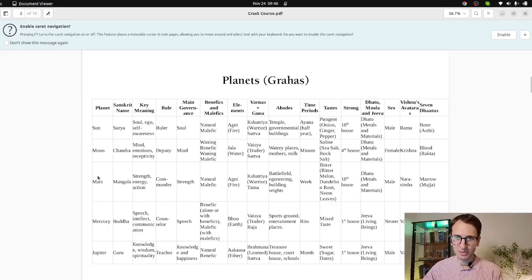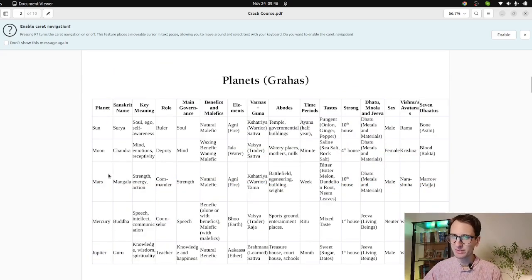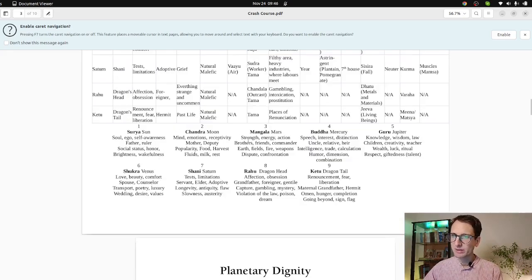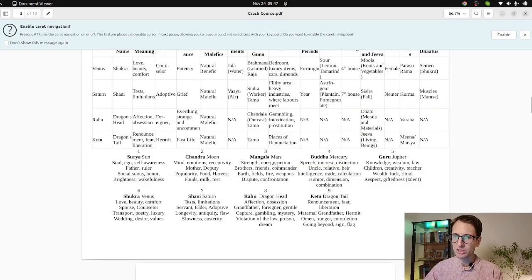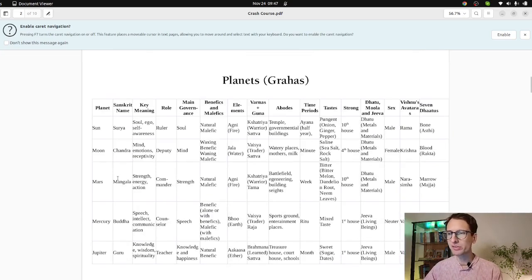just make some examples. So for instance, Mars. How to understand these things. Mars, his Sanskrit name is Mangala. That's the Sanskrit planet name. Then his key meaning, you have more detailed key meanings here also. His strength, energy, action, brother, friends, commander, earth, fields, fire, weapons, dispute, confrontation. Also engineering is about Mars, surgery is about Mars.